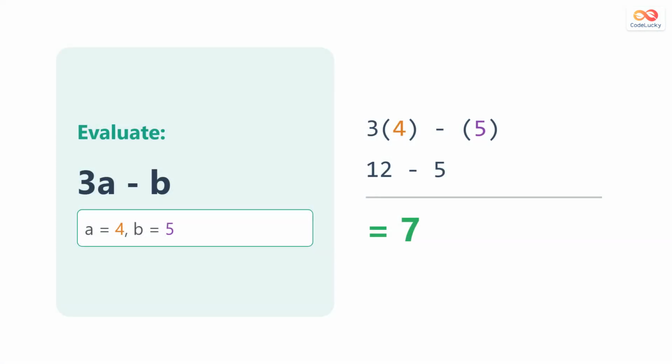We can also do this with more than one variable. Evaluate 3a minus b when a equals 4 and b equals 5. We substitute 4 for a and 5 for b. Now we calculate. 3 times 4 is 12. Then subtract 5. 12 minus 5 equals 7.